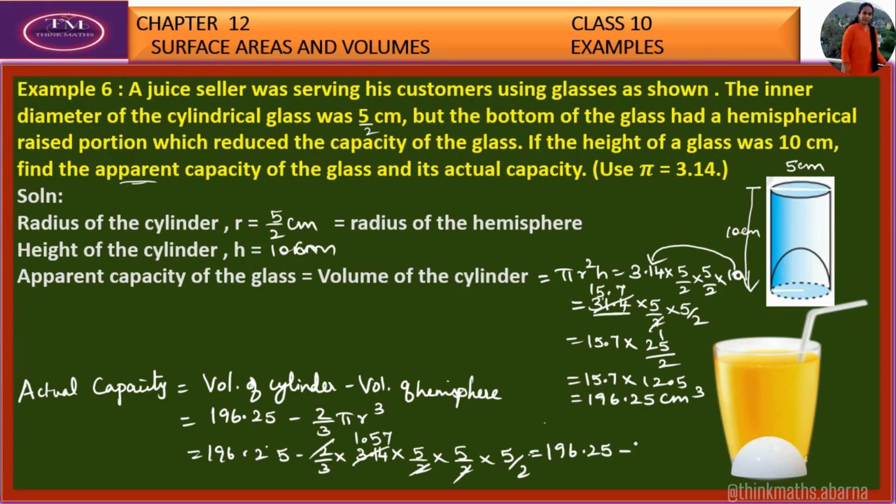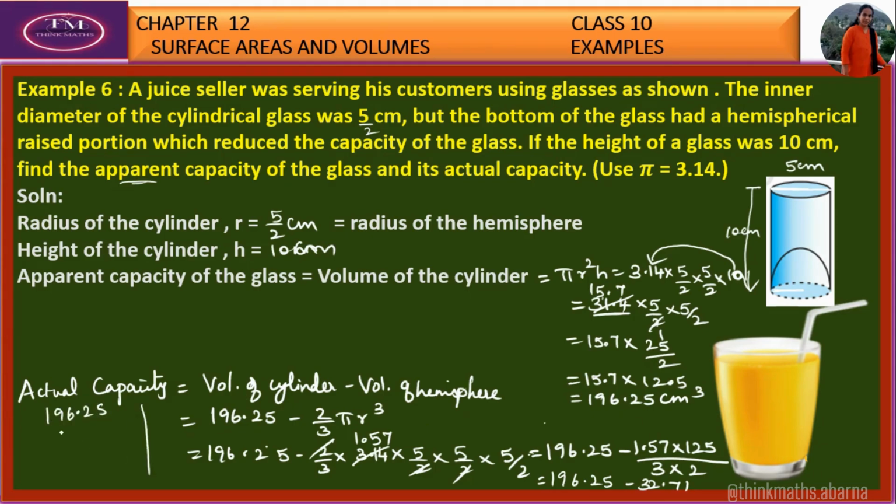So the value is 196.25 minus 1.57 into, what is 5 into 5 into 5? It is 125 divided by 3 into 2. So the value of 1.57 into 125 divided by 3 into 2 is 32.71. I hope you are all expert in calculating this value. So I am writing just the answer, which is 32.71.